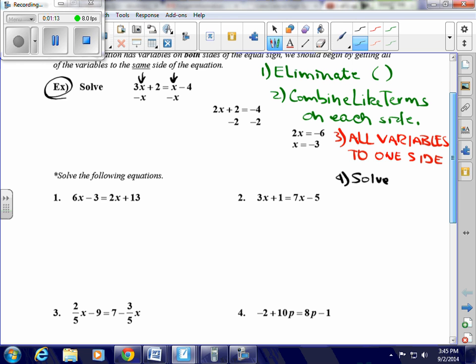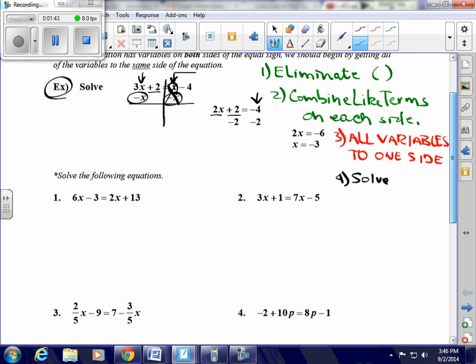Well, I'm going to take the one that's on the right side, this one here, and I'm going to cancel it out. It's a positive x. It would take a minus x to cancel it out. And look what happens. I only get the negative 4 on the right side now. What happens on the left side? Well, whatever you do to one side of the equal sign, you have to do to the other. So on the left side, we have 3x minus x, which is 2x. Bring down the plus 2 equals the negative 4.